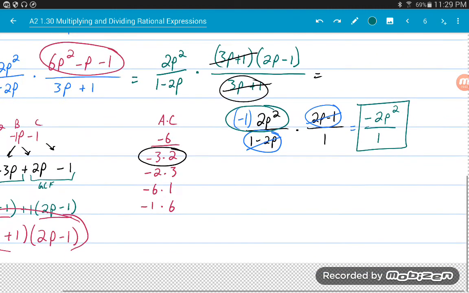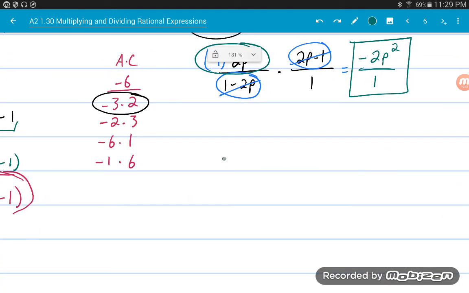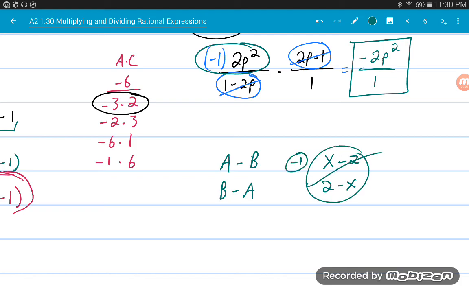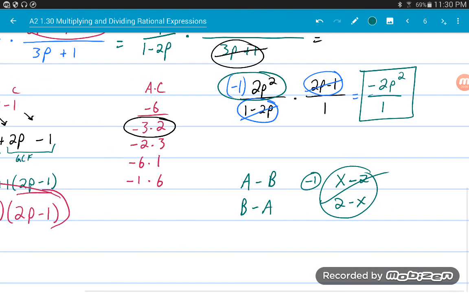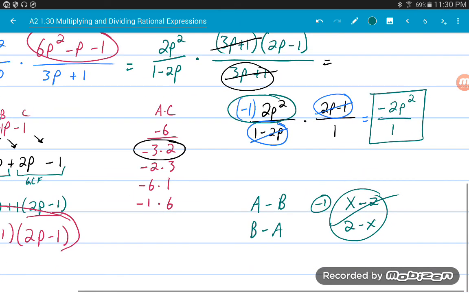Now that trick always works if you have something that is like a minus b and b minus a. So like x minus 2 and 2 minus x. Those things will always cross out and give you a negative 1 left behind. We'll cover those sort of special cases in more detail, but I wanted to make sure that you were aware of them in case they pop up in any of these examples.